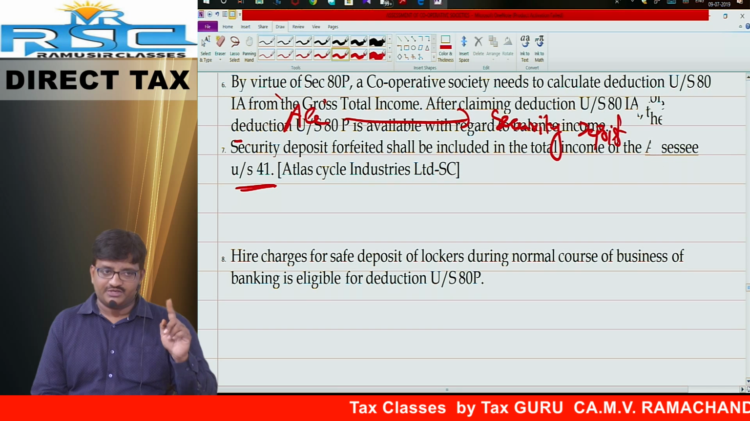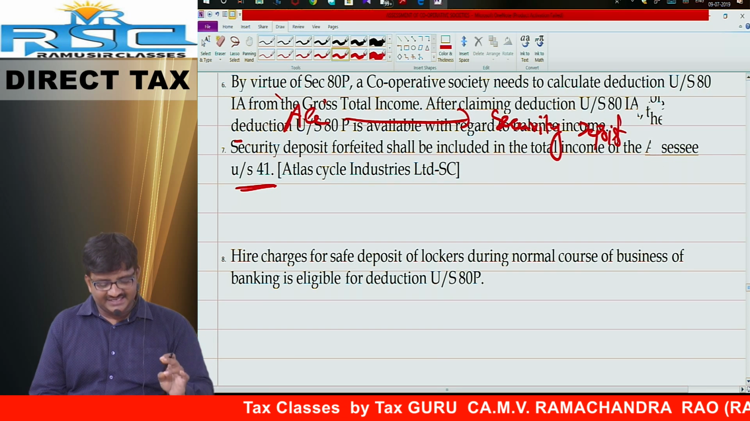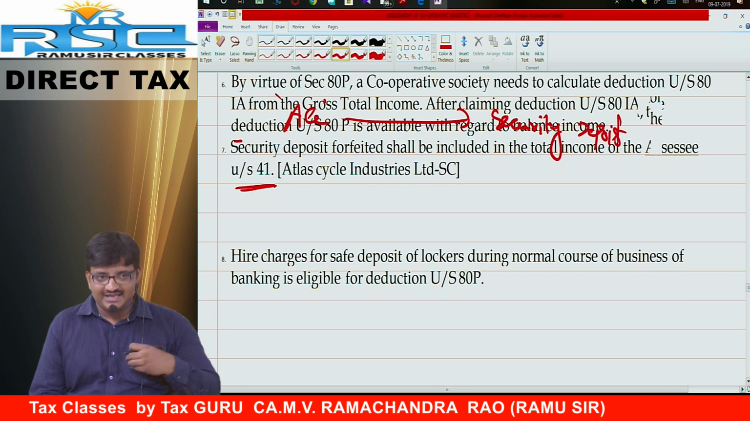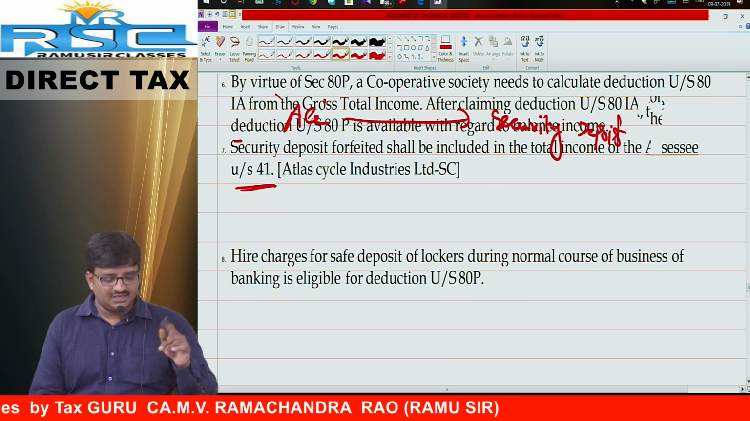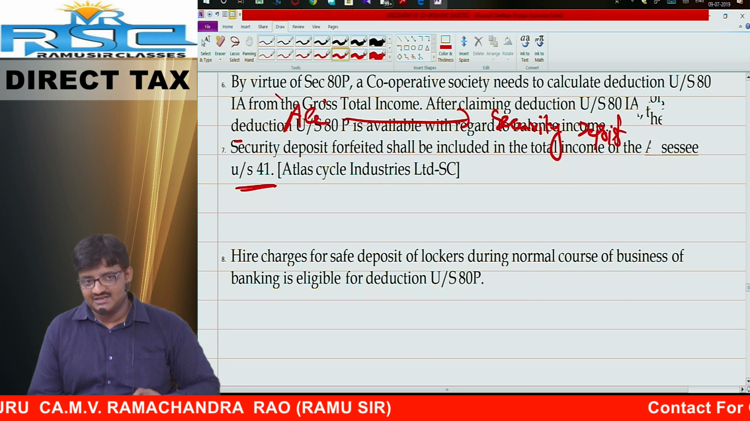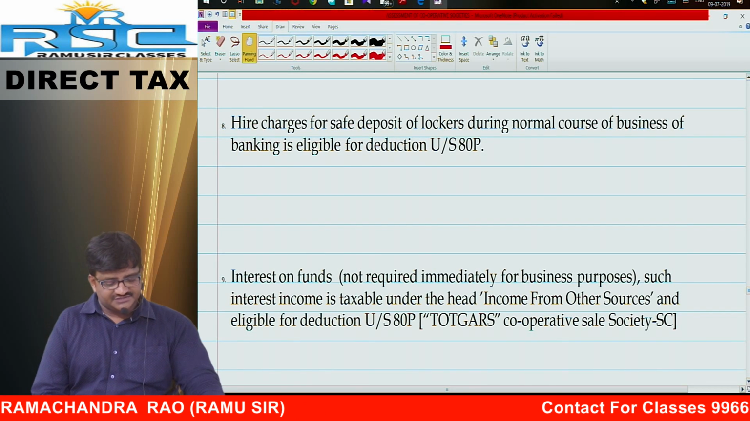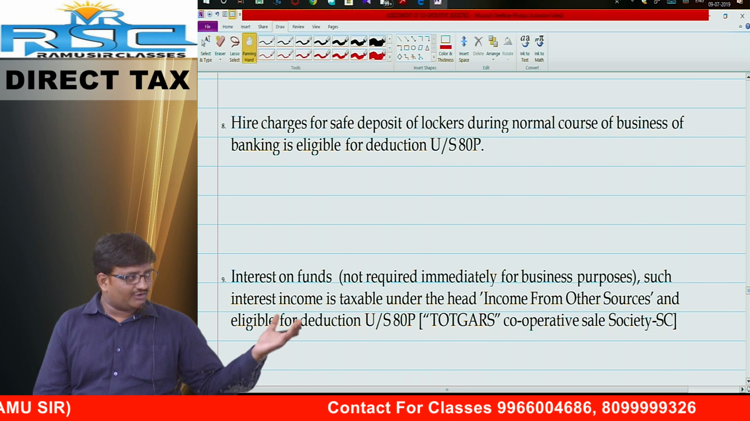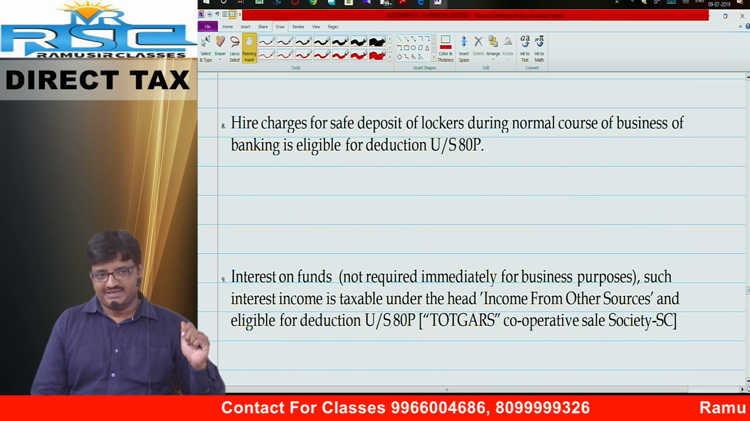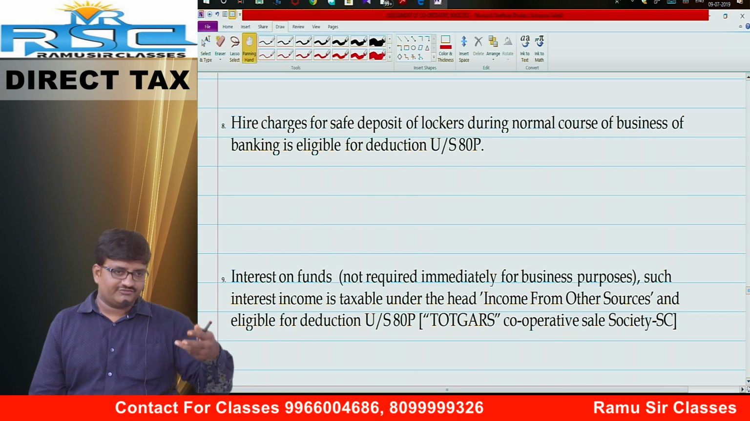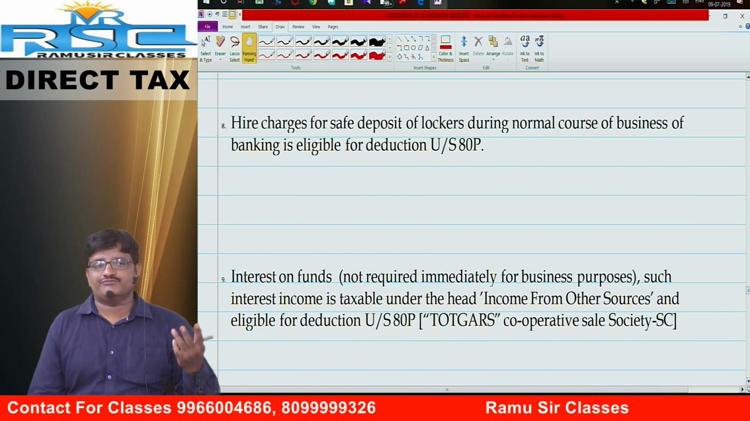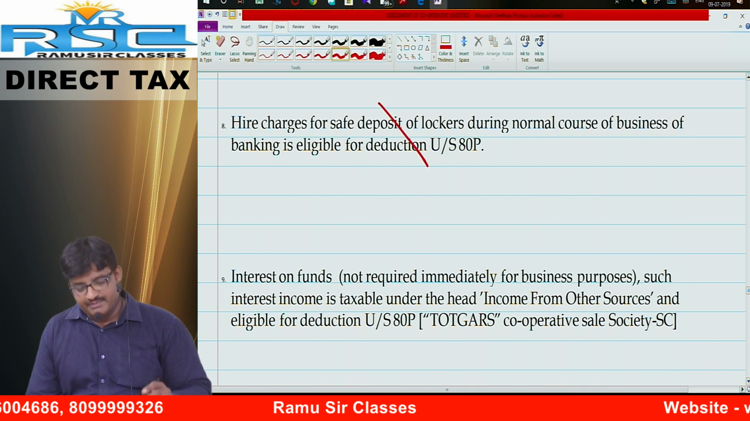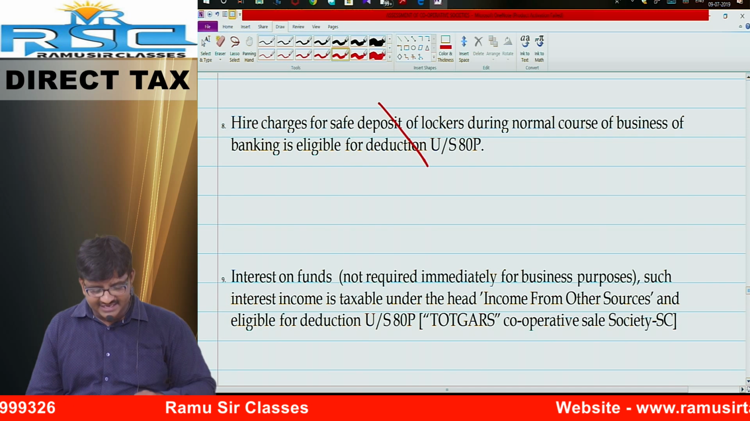Atlas Cycle Industries, Supreme Court decision. So security deposit forfeited by the society as a part of regular business is taxable as deemed business income. Higher charges for safe deposit lockers are also business income of the banks. I repeat, banks will have lockers. The lockers will be let out for the purpose of safe deposit by the public. Whatever income they receive from letting out bank lockers is their regular business income. Anyhow, nowadays banks are not eligible for deduction under section 80P.